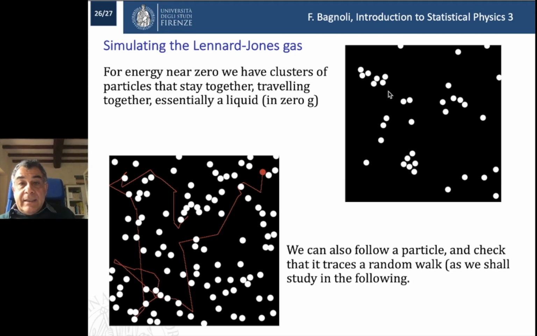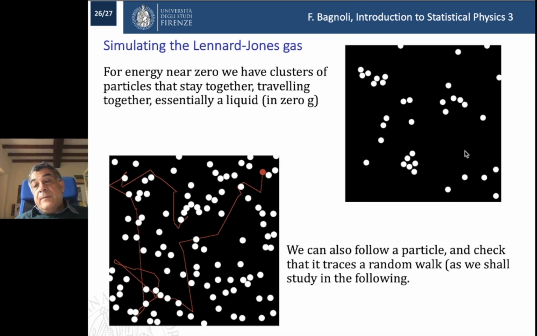And at high temperature, it essentially behaves like a random motion, an ideal gas, excuse me. And if I track, I shall show in a minute, a single particle, it will follow a pseudo-random walk, a Brownian motion that we shall study in one of the following lessons.